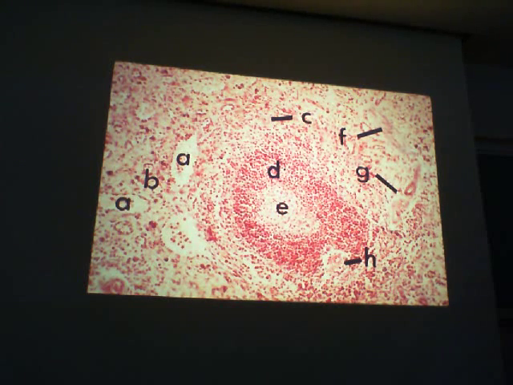Okay, so collectively, this would be white pulp, and that would make this out here red pulp. And what is that structure we see right there? Splenic sinus, okay, or venous sinus. And between the venous sinuses, we've got splenic cords, or Billroth's cords.